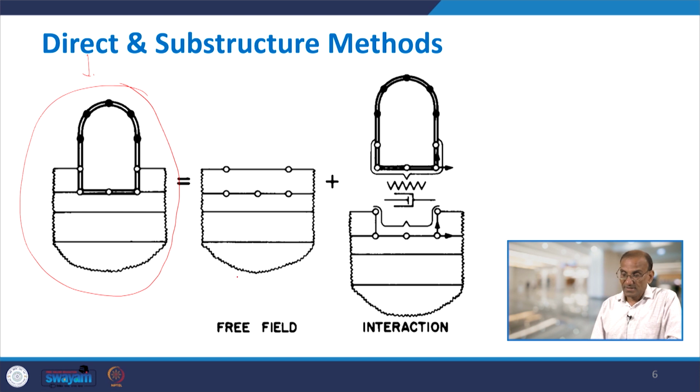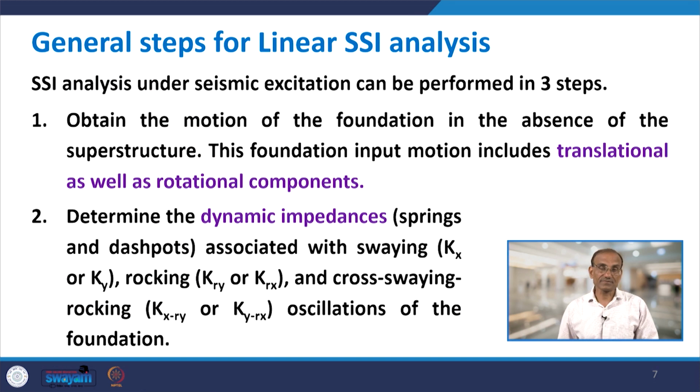So, what is done here? You have the free field motion, and on top of it, normally what you do is replace this with some spring and dashpot, which is done here. So, this is this one plus this structure. This will be kind of a scattered motion where you have the excavated part, but for the analysis we do not consider the excavated part because it is difficult to deal with. We consider the free field which was given in the first case. So, these are the direct and substructure methods.